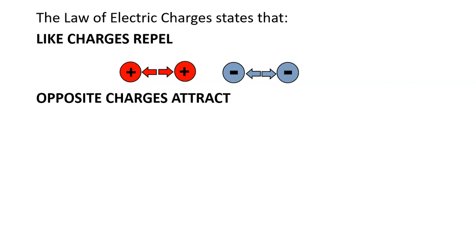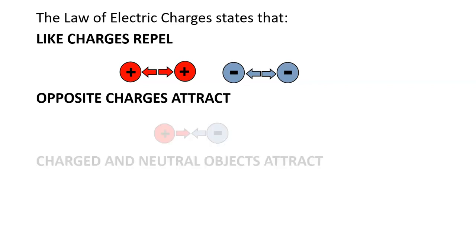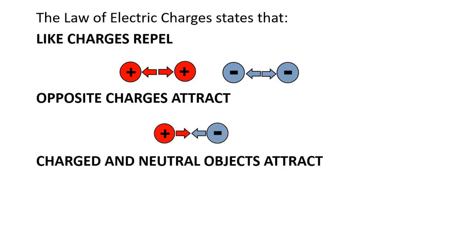The other one, and you've probably heard this, maybe more in terms of personalities. Sometimes you hear people say opposites attract. Well, we mean here opposite charges attract. So here's a positive, here's a negative. They want to move together. Okay, that is really the law right here, but here's just an extra thing we should know. Charged and neutral objects will attract. Okay, so the green circle here represents a neutral object. It's not positive, it's not negative, it's neutral.